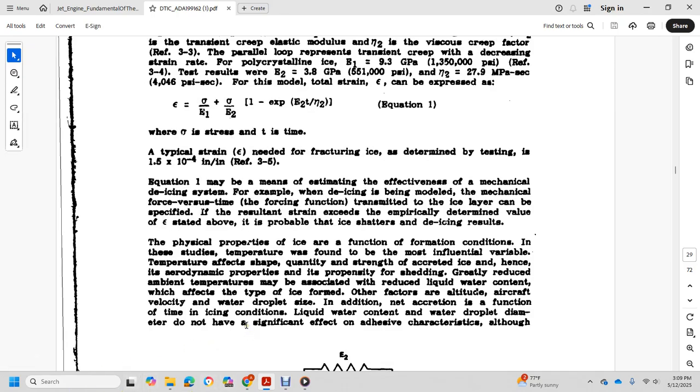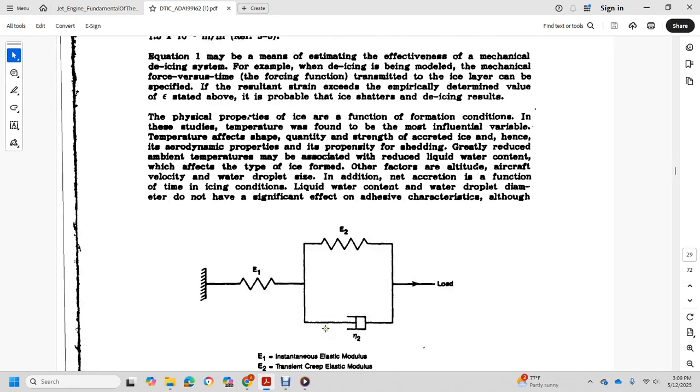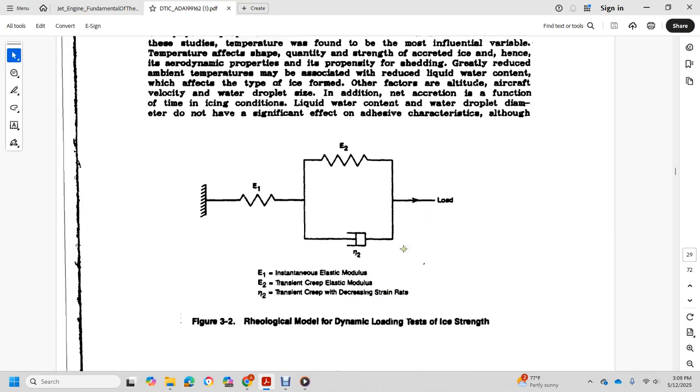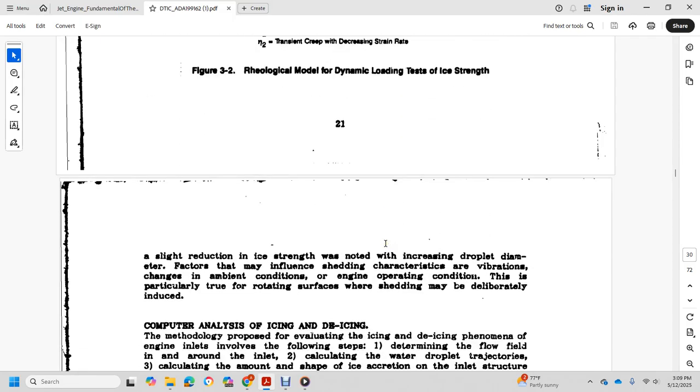Liquid water content and water droplet diameter do not have significant adverse effects, although the figure shows the rheological model of the dynamic load testing of ice strength. It shows E1, the instantaneous elasticity model, E2, the transient creep model, and then the transient creep decreasing strain rate and load. A slight reduction in ice strength will be noted with the increase of droplet diameter, with factors influencing the shape and character of the vibration, the change of ambient condition, and the operating condition. This is particularly true where shedding may be deliberately induced.